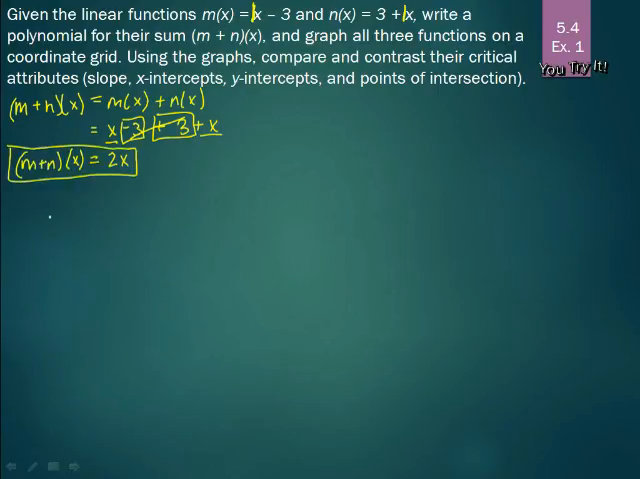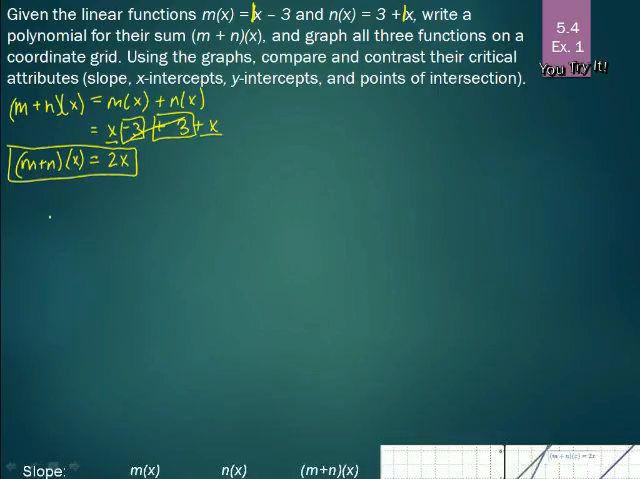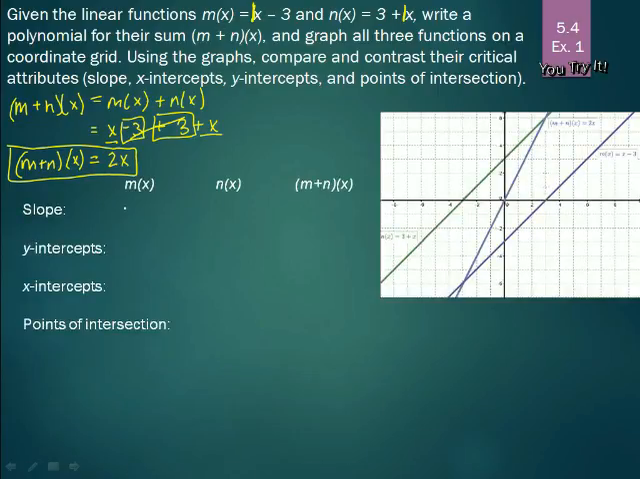So now using those facts to make a graph, I've gone ahead and put these lines onto a graph. First, just looking at slope, we already know the slope from the equations, and that's how I graphed this as well. The slope for m of x, as we said before, is 1, n of x is 1, and m plus n of x is 2. And again, that makes sense because the slopes of the two different functions added together should equal the slope of m plus n of x.